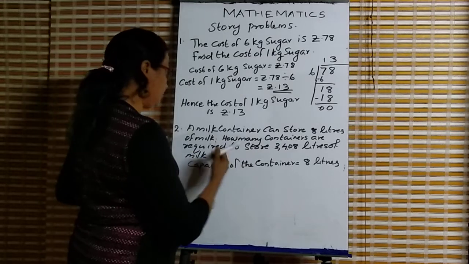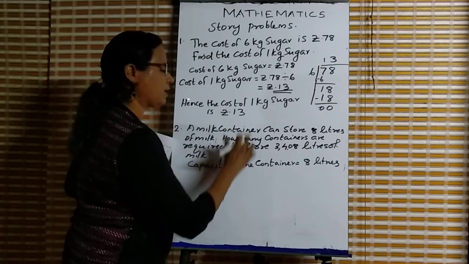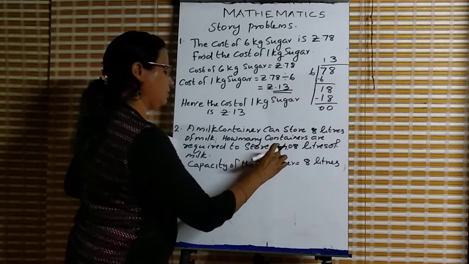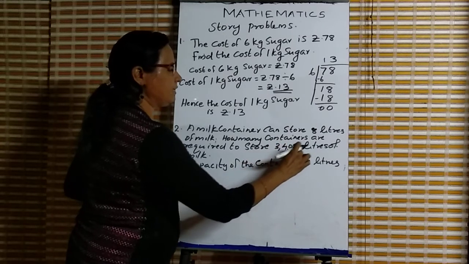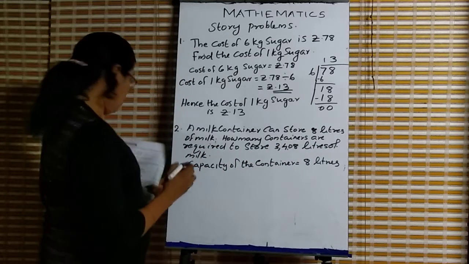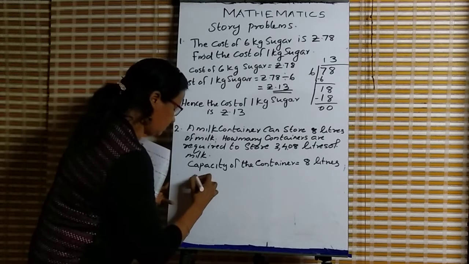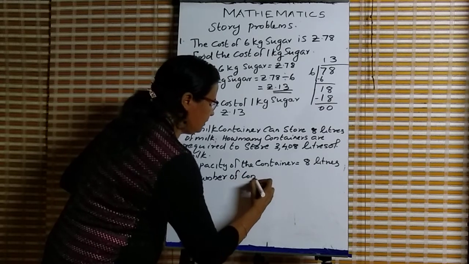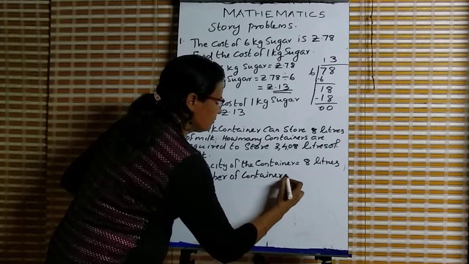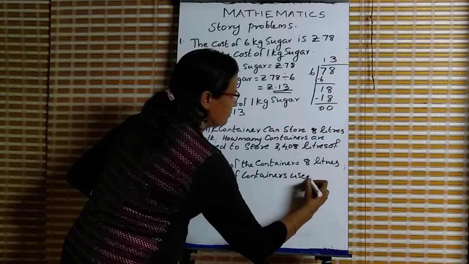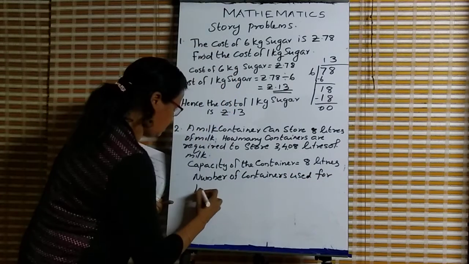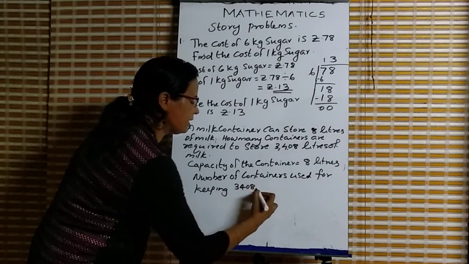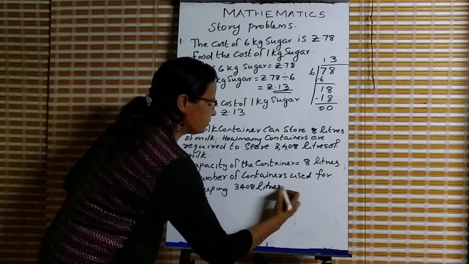Then we have to find the number of containers used for keeping 3408 liters of milk.